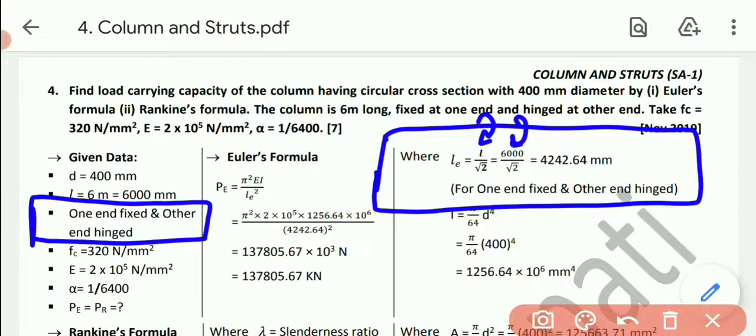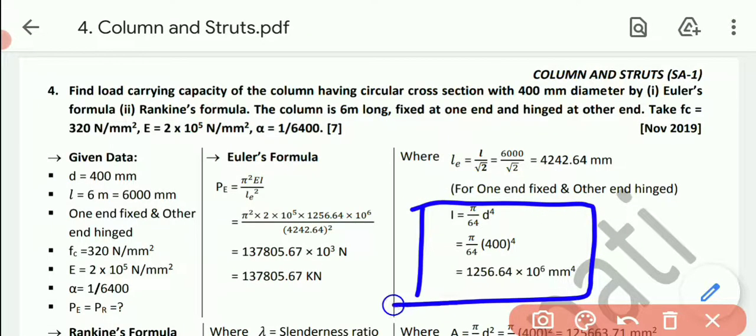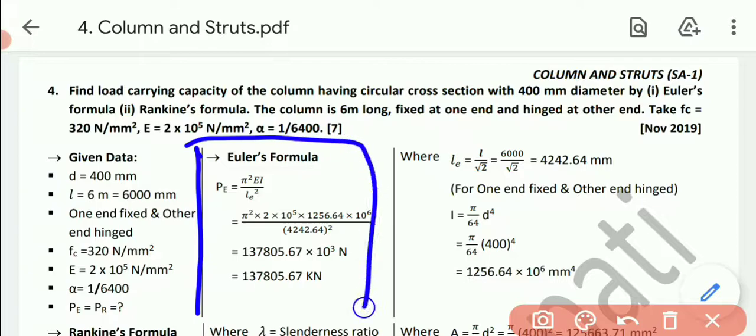Now next, that is I. As circular section is given, Ixx and Iyy formula will be common, that is pi by 64 d raised to 4. Diameter is 400 mm, so pi by 64 into 400 raised to 4, I will get I, that is 1256.64 into 10 raised to 6 mm raised to 4. Once I get Le and I, now I can calculate Euler's formula. So let's apply Euler's formula.